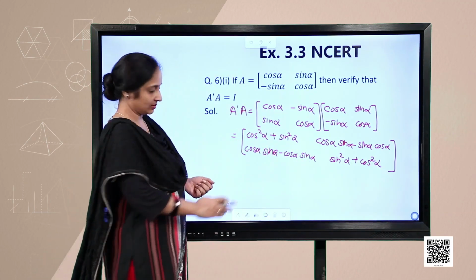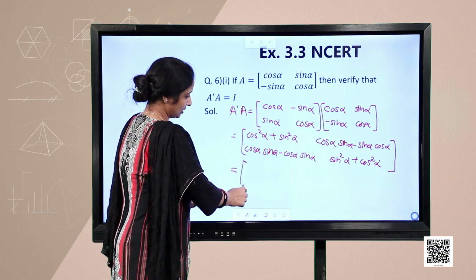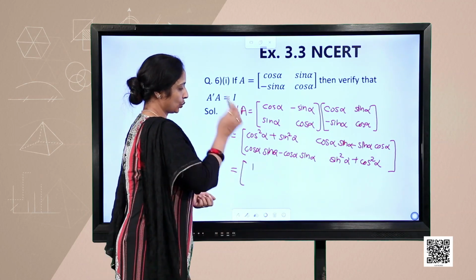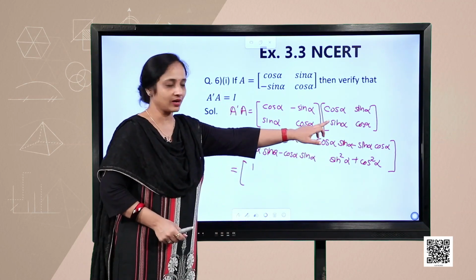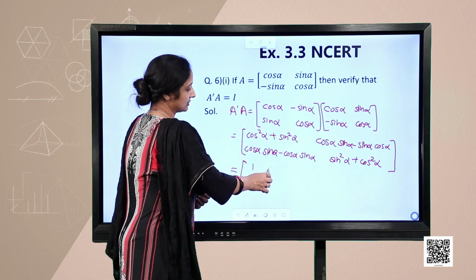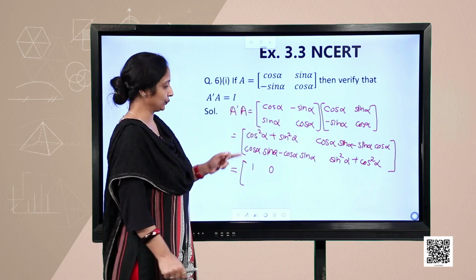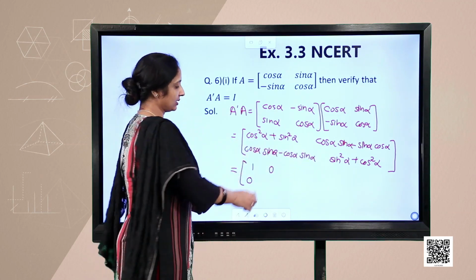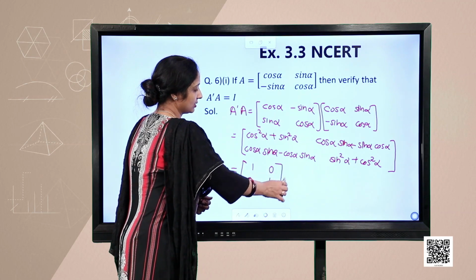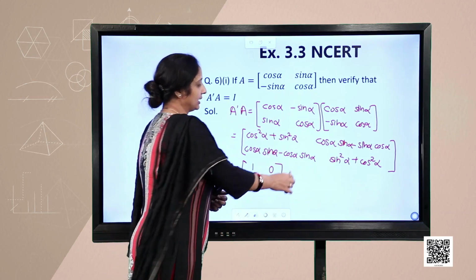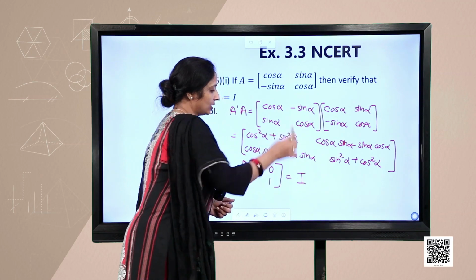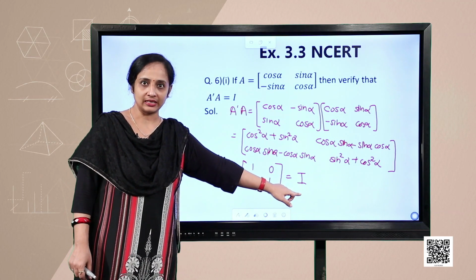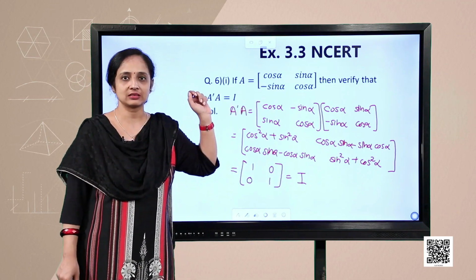So, let us just simplify them. Can you recall this identity? This identity I have done in class 10. So, this is 1. Cos alpha sin alpha and minus sin alpha cos alpha are cancelling each other, giving you 0. Similarly, this term is also becoming 0 and that is again the same identity. So, it is equal to 1, which is giving you the identity matrix of order 2. So, A transpose multiplied by A is giving you the identity matrix for this particular matrix A.